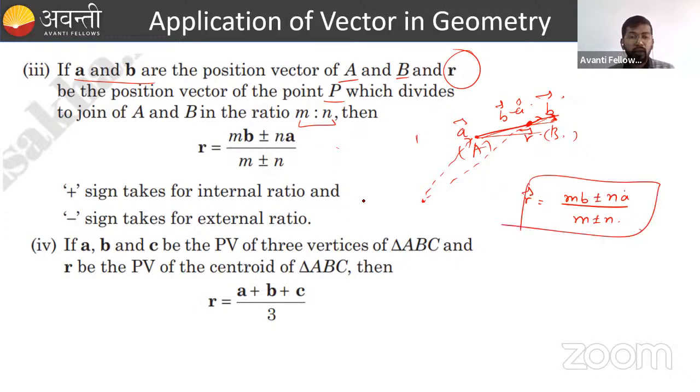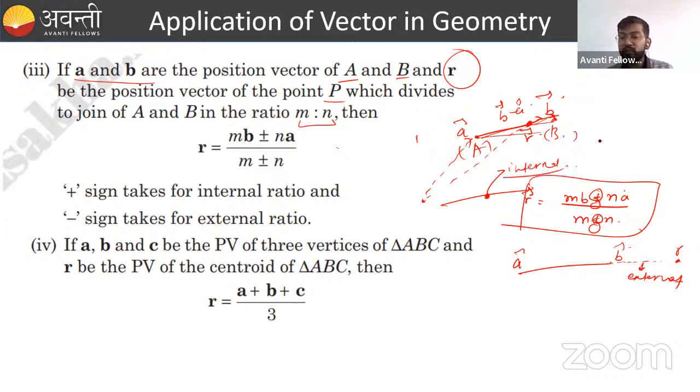Okay, so this plus minus sign means the plus sign is for internal division, when the position vector lies somewhere on the line joining it, and the minus sign is for when R bar lies somewhere outside but is collinear to A bar and B bar. So this is external division and this is internal division. This type of internal and external division we have also seen in coordinate geometry, right? When we were studying straight lines.